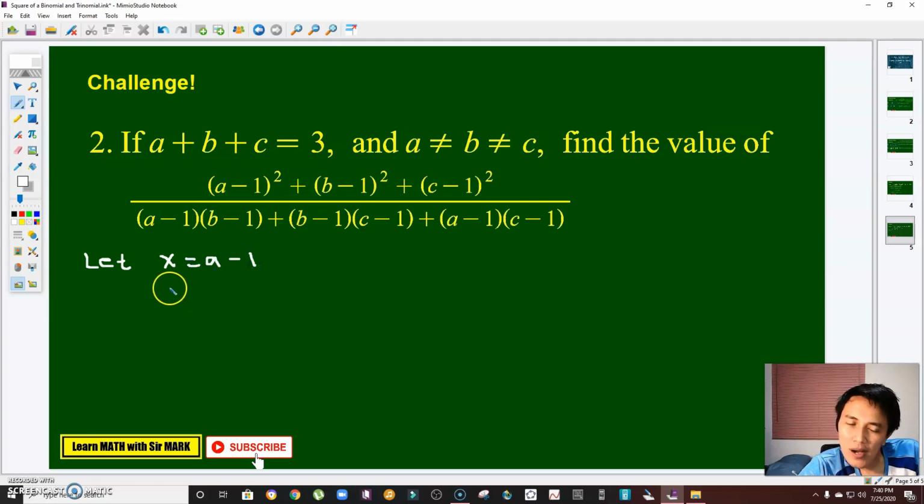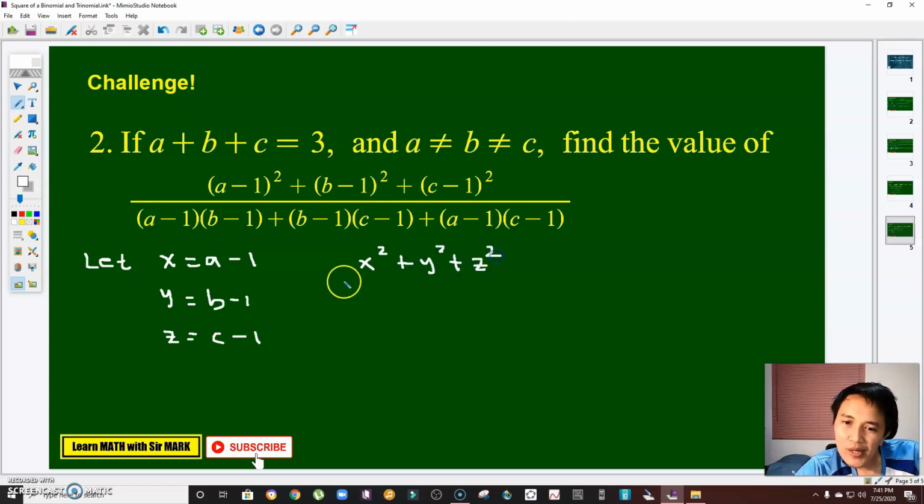You'll find out why I'm doing that. Similarly, I'm going to let Y equal B minus 1, and another variable, Z, for my C minus 1. What will happen? The value of this expression will simply be X squared plus Y squared plus Z squared all over the product.